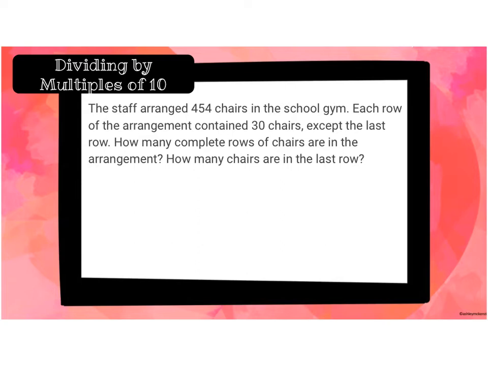It says the staff arranged 454 chairs in the school gym. That's a lot of chairs. Each row of the arrangement contained 30 chairs, except for the last row. Why do you think the last row didn't have 30 chairs? Because there's not an even number. Because there's not an even number, okay? So we want to figure out how many complete rows of chairs are in the arrangement. And then how many chairs are in the last row.